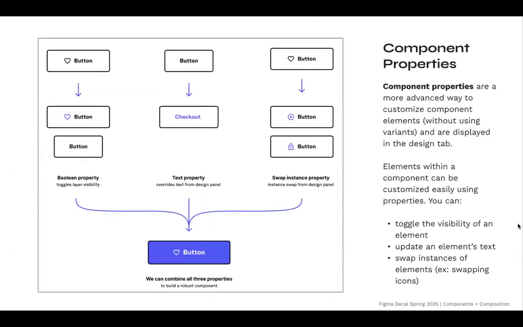And then component properties are a more advanced way to customize component elements without using variants and are displayed in the design tab. So elements within a component can be customized easily using properties, and you can toggle the visibility of an element, update an element's text, swap instances of elements, for example, like switching the icons, and yeah.